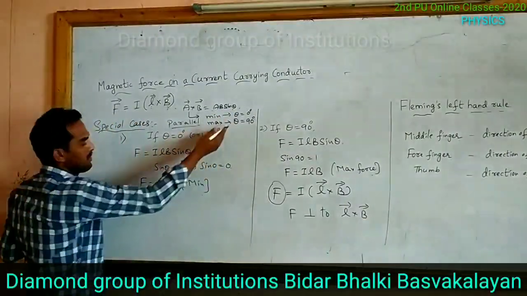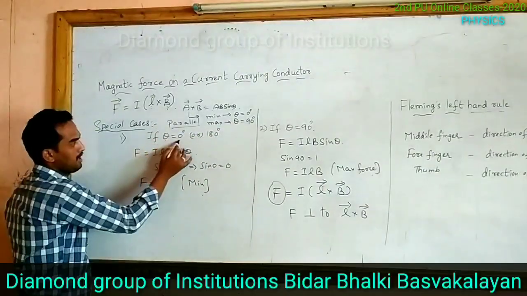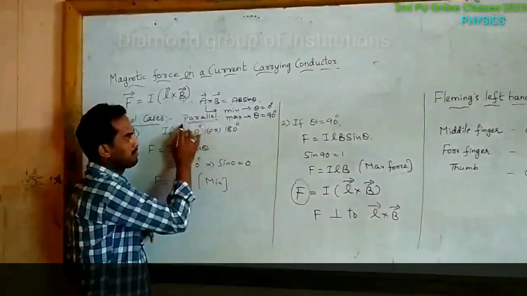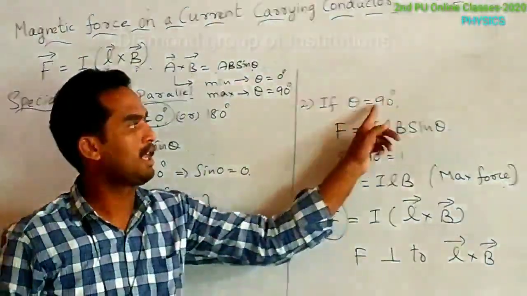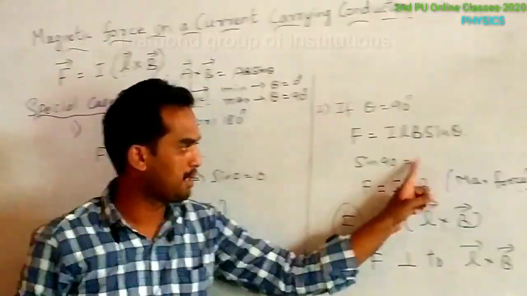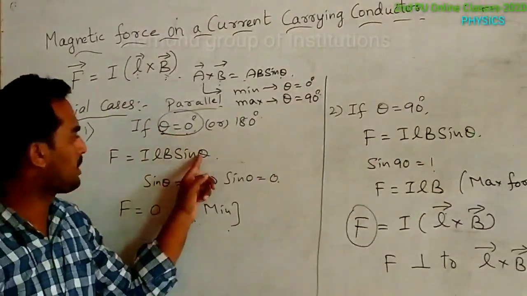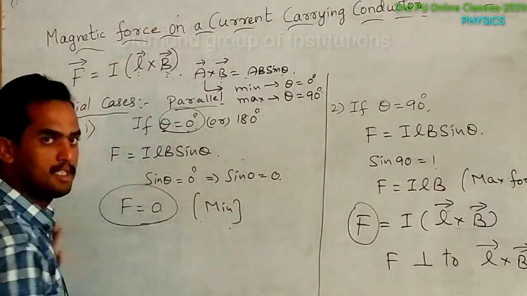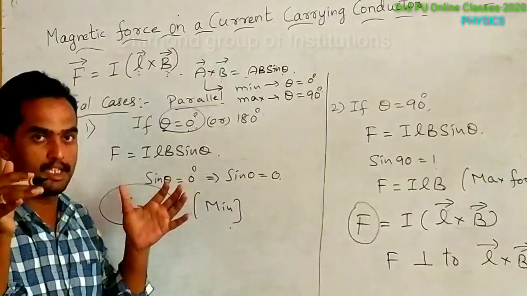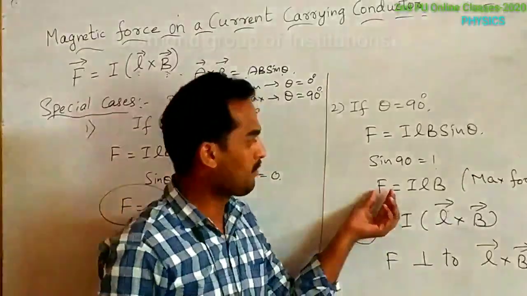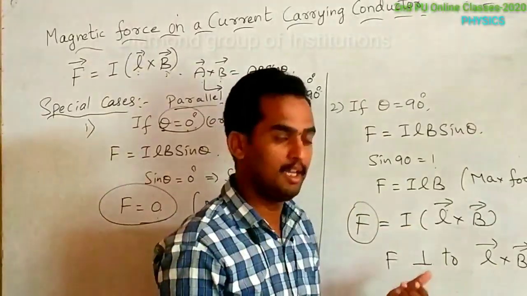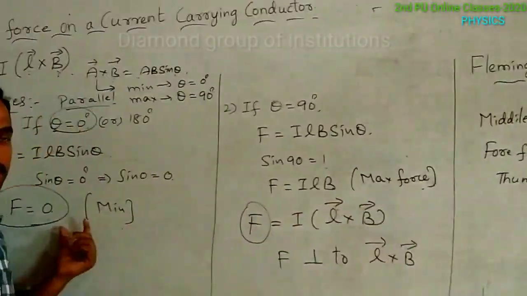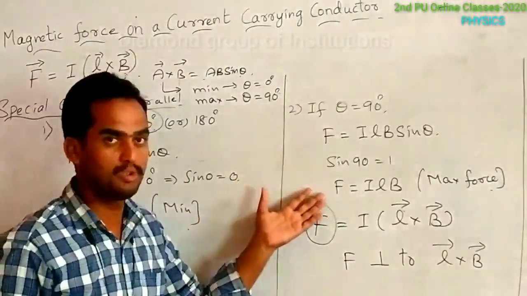So the same situation we have right here. Here theta is parallel; the parallel condition means the angle becomes 0. Perpendicular, the angle becomes 90. So sin 90 becomes 1, whereas sin 0 becomes 0. So the magnetic force will be minimum, which means there is no force experienced by the conductor. And here the force experienced by the conductor will be the maximum force. No force means minimum force. So these are the two special cases.